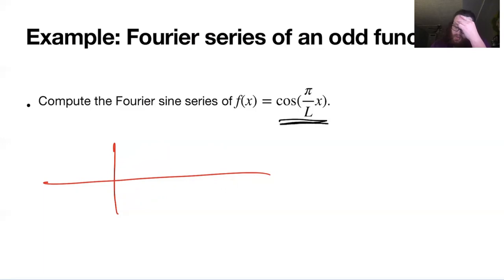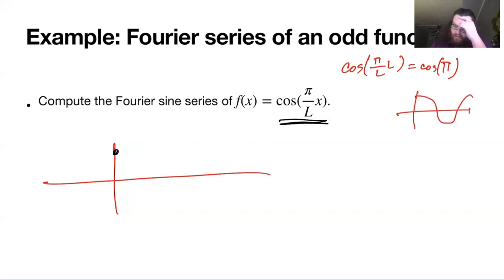So what does this look like? What does this function look like on the interval 0 to L? Cosine of pi over L x, and then you plug in x equals L. This is cosine of pi. What is the sketch of cosine? It looks something like that. So that's 2 pi, this is pi, this is 0. So the sketch of our function on the interval 0 to L is going to look like that.